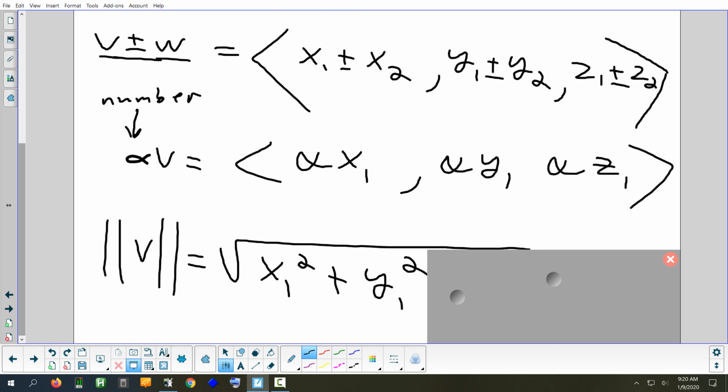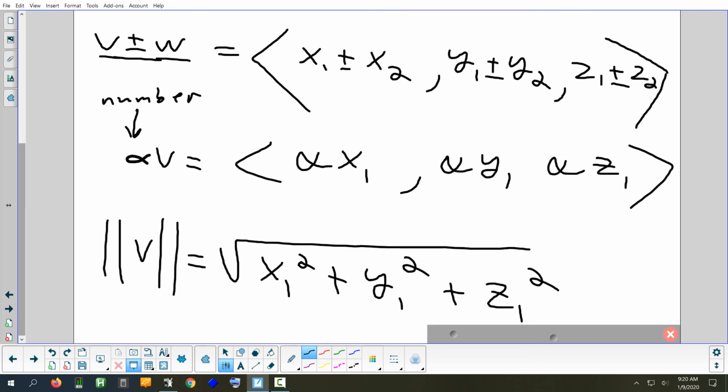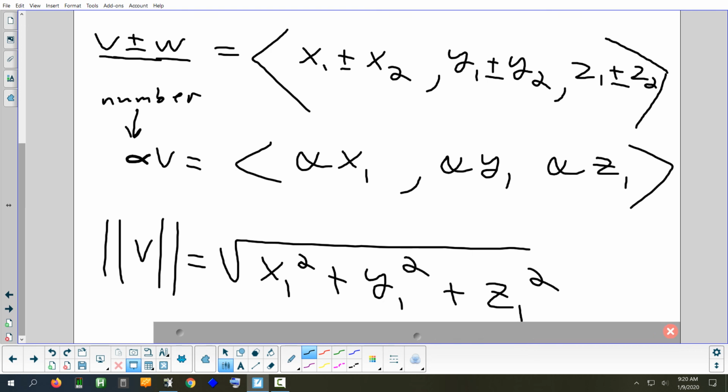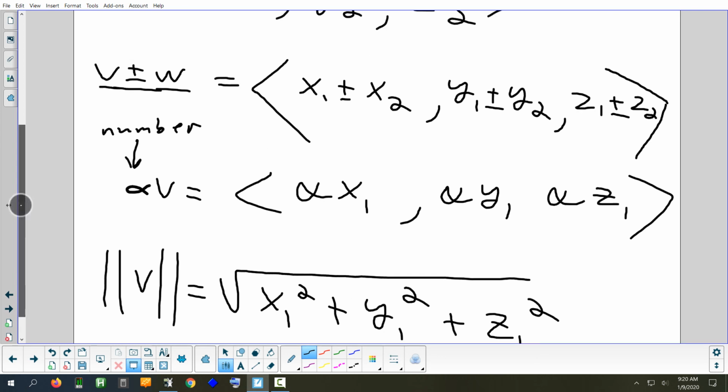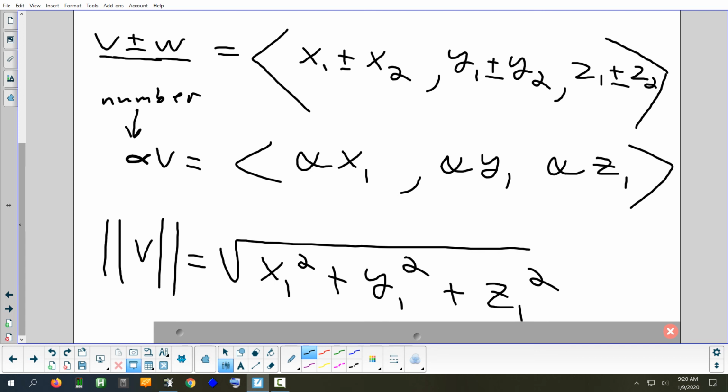Can you be more specific? So yeah, plus z1 squared. So you're just taking that z component, putting it on the end of the formula you already had, and there's 3D. Are we going to have to draw any 3D models on the test? No.